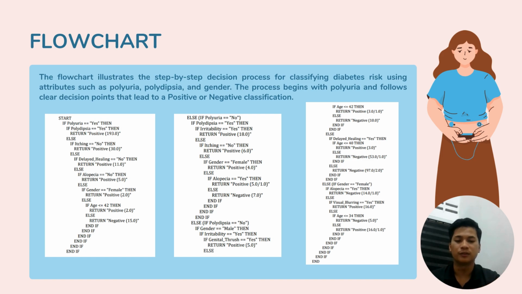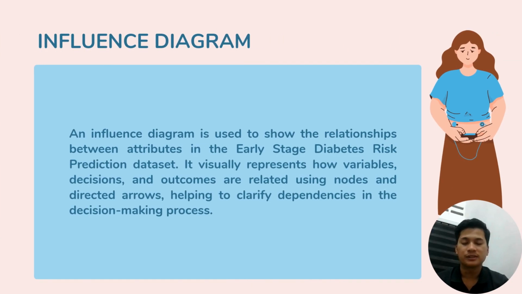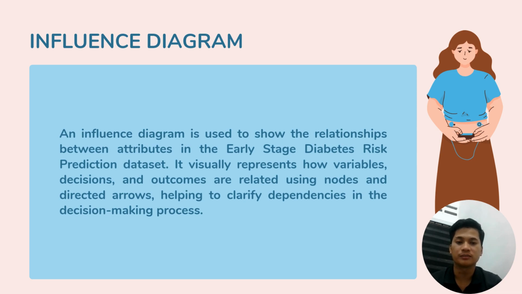By following a rule-based flow, the flowchart demonstrates how different combinations of attributes lead to accurate and interpretable classification results. An influence diagram is used to show the relationship between attributes in the early stage diabetes risk prediction dataset. It visually represents how variables, decisions, and outcomes are related using nodes and directed arrows, helping to clarify dependencies in the decision-making process.